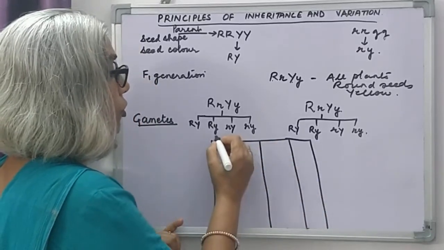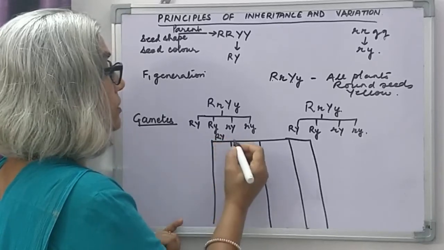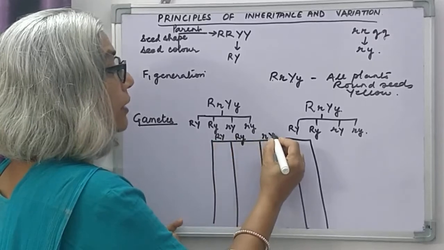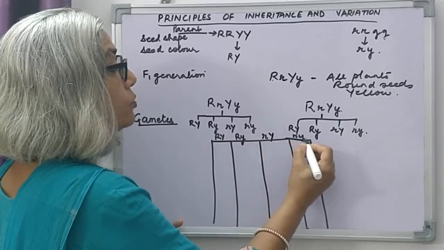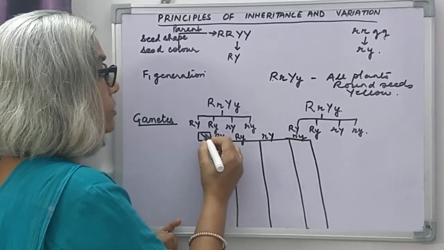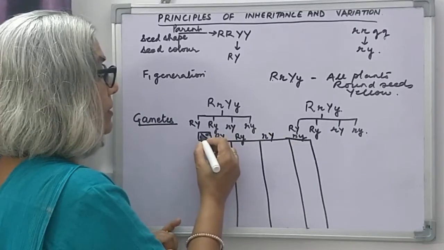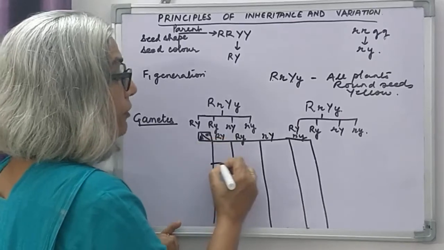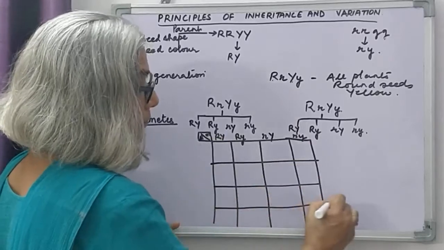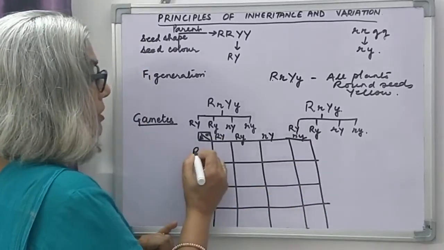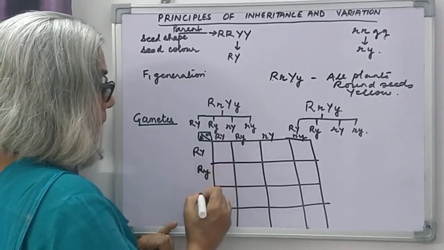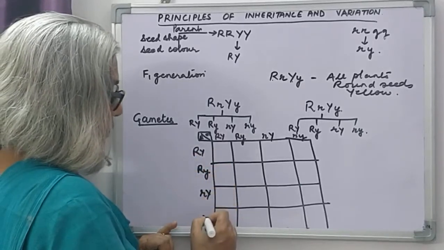Now, four kinds of gametes are formed: capital R capital Y, capital R small y, small r capital Y, small r small y. These are the gametes that are formed. Suppose this is the male parent, this is the female parent. The female parent will also form four kinds of gametes. So, the four gametes here will be capital R capital Y, capital R small y, small r capital Y, small r small y.